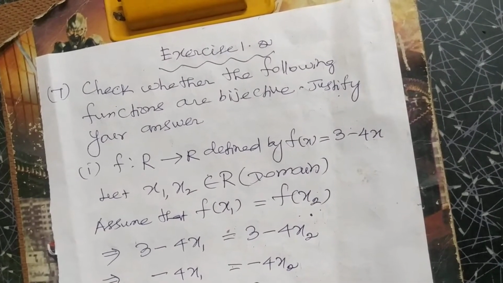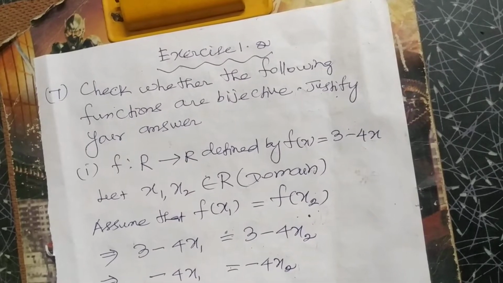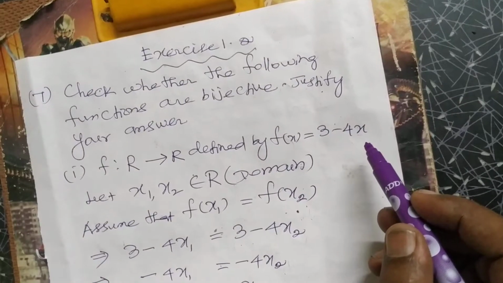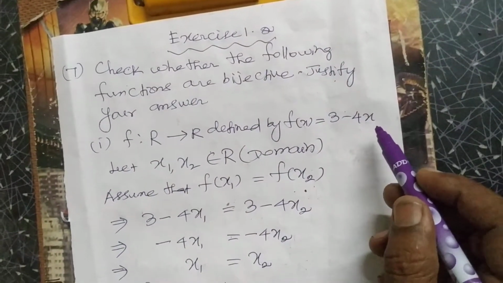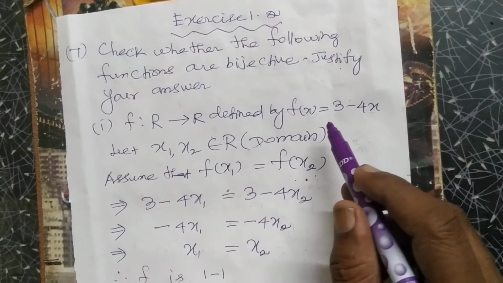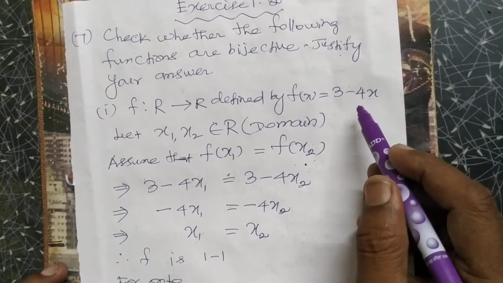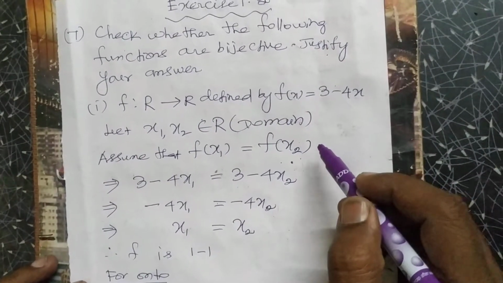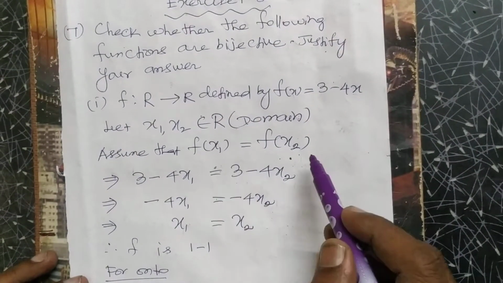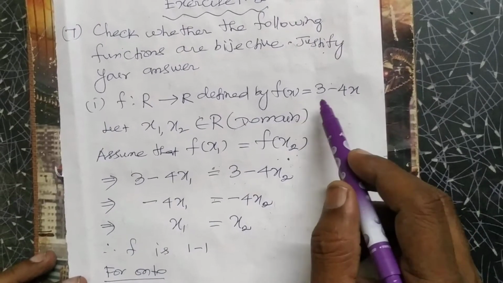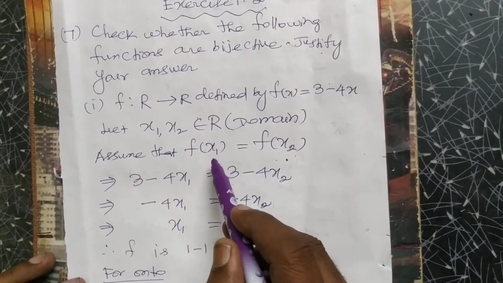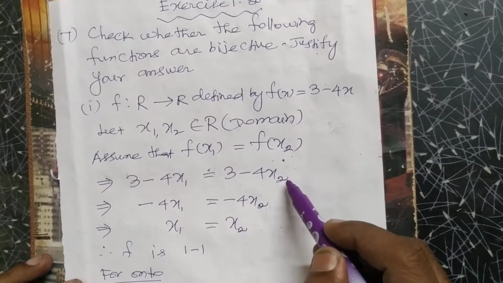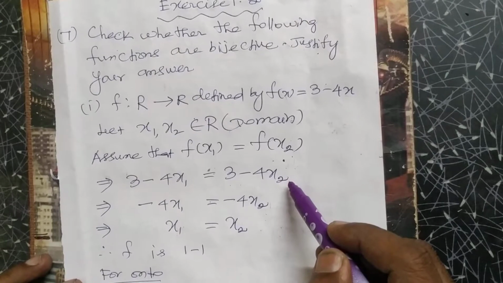Now the function is given as f from R to R defined by f of x equal to 3 minus 4x. What is the working rule? We have to take two elements in the domain such that f of x1 equal to f of x2. Here, as f of x equals 3 minus 4x, f of x1 equals 3 minus 4x1, and f of x2 equals 3 minus 4x2.